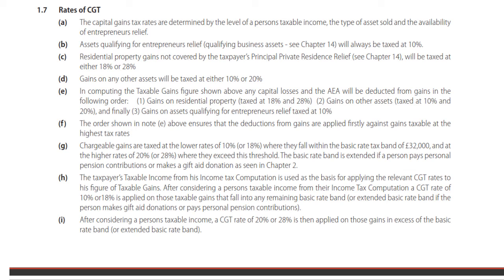As we have said, the various CGT rates that may be applicable are determined by the level of a person's taxable income, and we'll come to that at the bottom of the page. But what it will mean is, other than when dealing with entrepreneurs relief, where a single 10% rate is applicable, there will be a lower and a higher rate, depending on the level of taxable income that the individual has on their income tax computation of the tax year. So it is based on the level of a person's taxable income, and then critically the type of asset sold and the availability of entrepreneurs relief.